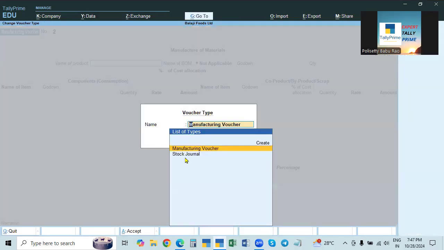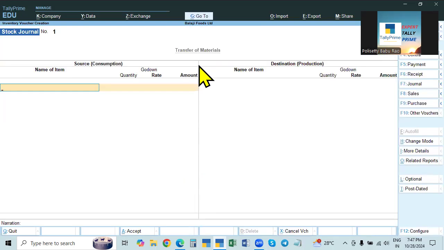Alt F7. Stock journal is for transfer of material. Here we specify from which godown we are transferring, what the item is, what the quantity is, and to which godown we are transferring. Here, from finished goods we are transferring to bakery. The same quantity, 20 pieces, we are transferring, so the same cost per unit will be shown here.